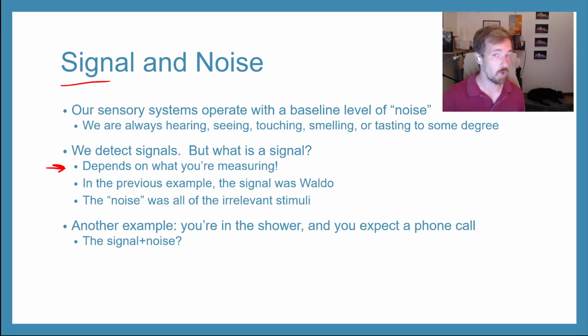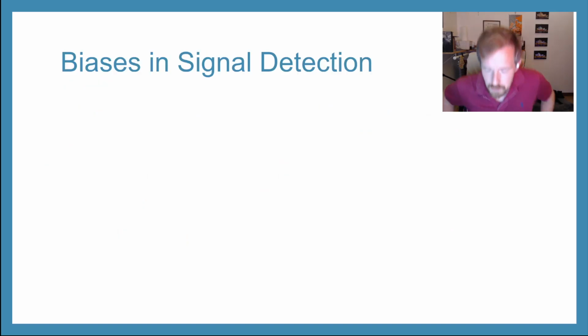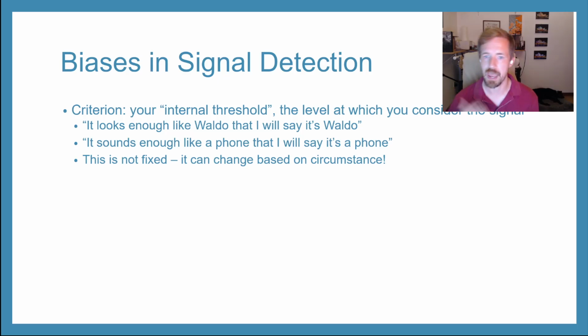It can change on how awake you are. It can change on how late in the day it is. It can also change on if you are expecting a phone call or if you are not expecting a phone call. So this tells us about the biases that we have in our detection. So that point at which we decide, yes, that's Waldo, or yes, that is my phone buzzing, that is what we call your criterion. That is going to be your internal threshold at which you decide, I think that I detected something. That is your criterion.